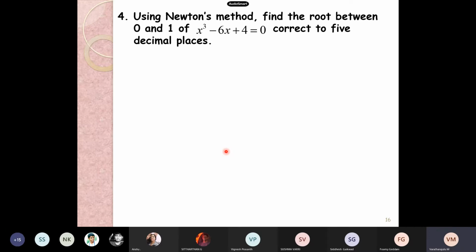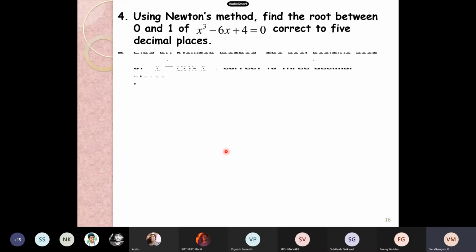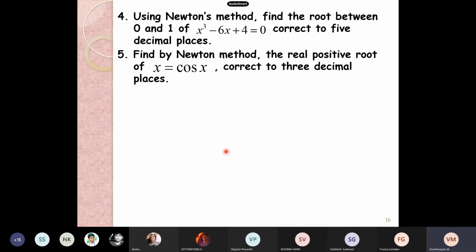Problem number 4 and 5 are for your practice. Please make note of these two problems and practice problem number 4 and 5. Anyway, I'll share the answers. I'll solve problem number 6.